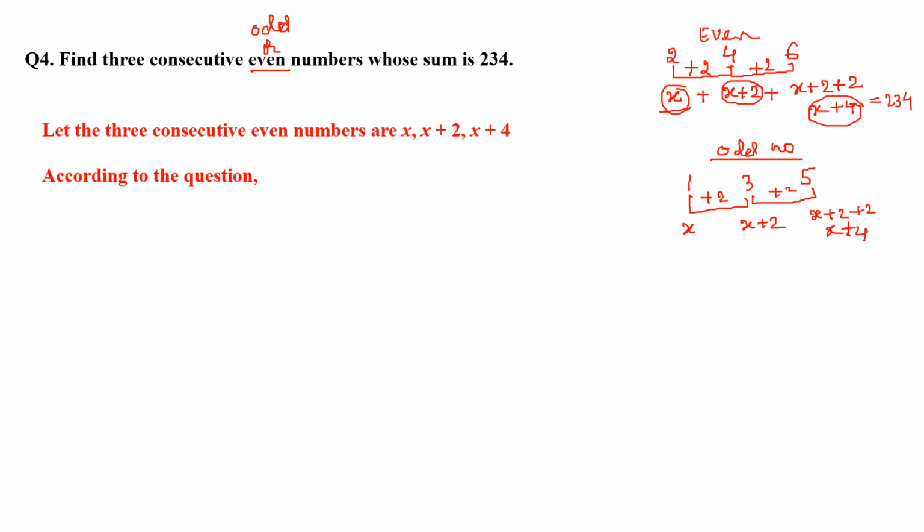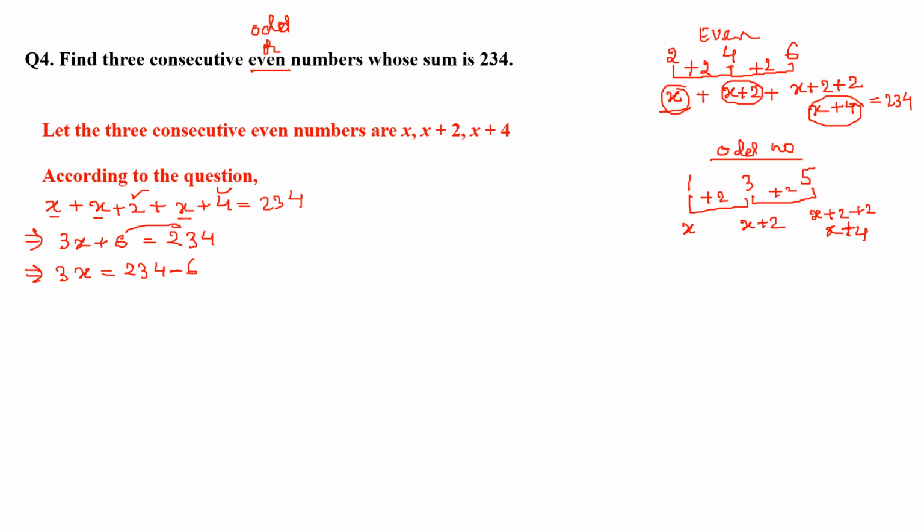Now, according to the question, the sum of the consecutive even numbers, which is x plus x plus 2 plus x plus 4, is given as 234. Now add the like terms. So x plus x plus x will give me 3x, plus 2 plus 4 is 6, equal to 234. Next, 3x will be equal to 234 minus 6. I have transposed plus 6 to RHS, isn't it? So plus 6 will become minus 6.